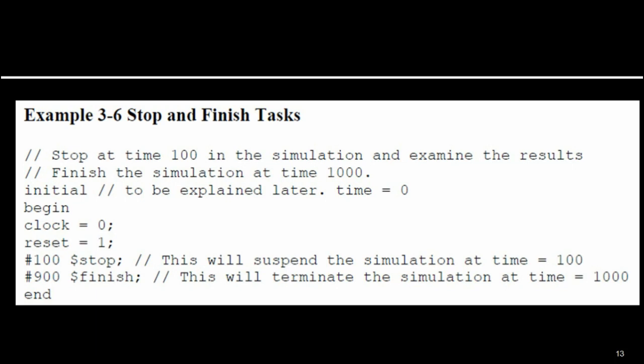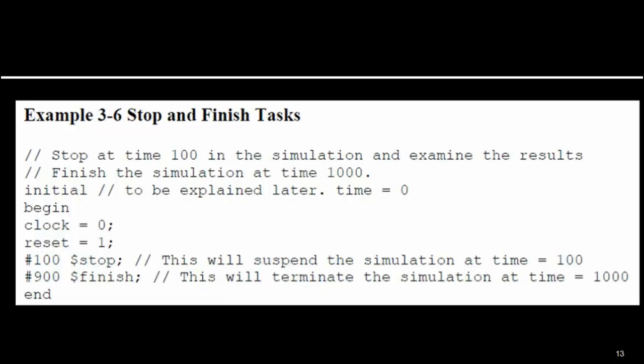After that, after 900 time units, the finish will be executed, because our requirement is to finish the simulation at time 1000. Already 100 is used, so 100 plus 900 is a total of 1000. After 900 time units, $finish is used. Finish just terminates the simulation. This will terminate the simulation at time 1000. Then we end the program. Since we used begin, we use end.